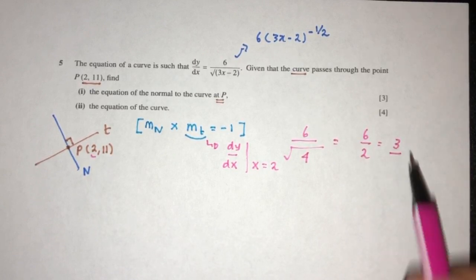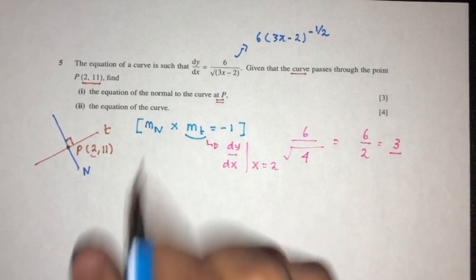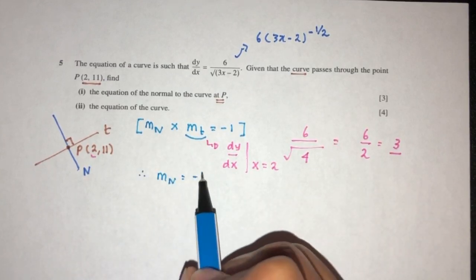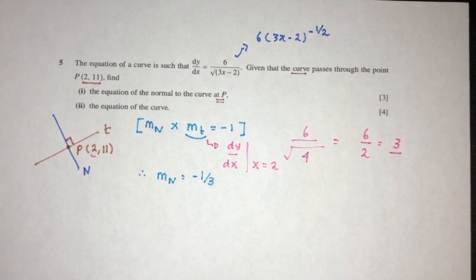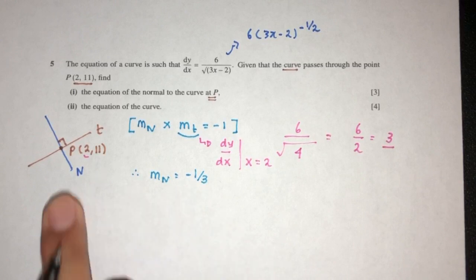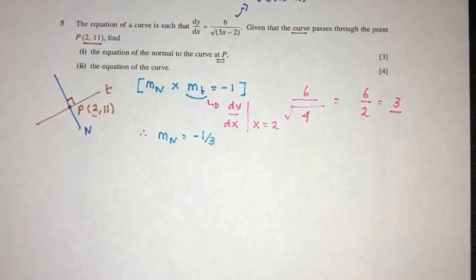This is the gradient of the tangent. So from this we derive that the gradient of the normal should be minus 1 over 3. That is part 1 of what we can do. Now, since we have the gradient and we have the passing point, we can find the equation of the normal pretty easily.